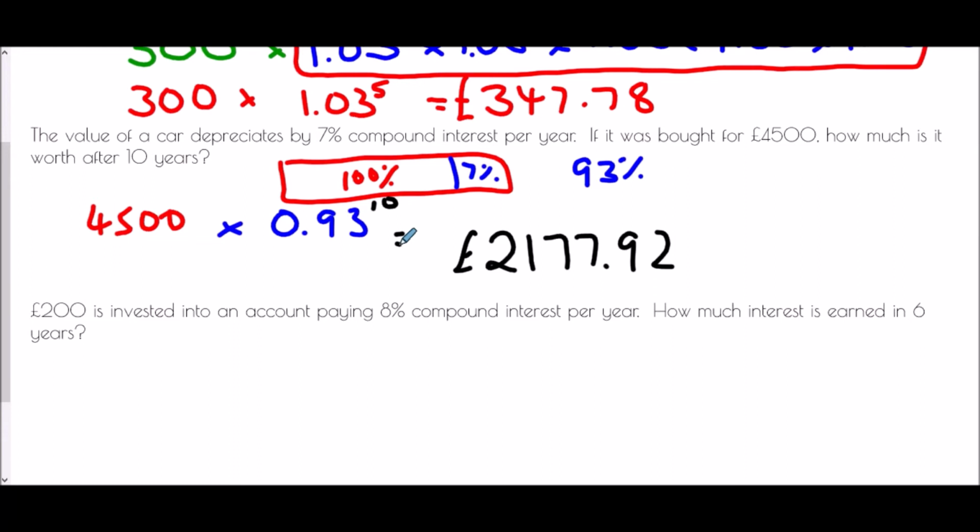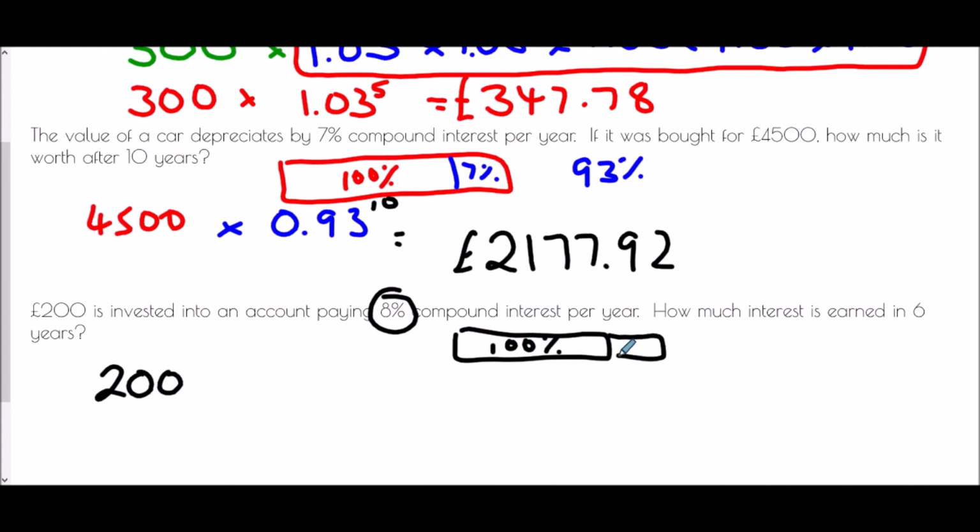Finally, £200 is invested into an account paying 8% compound interest per year. How much interest is earned in 6 years? Well, we have our investment of 200. We are receiving 8% interest, so that is being added on. So again, we had our original 100% and we are now being given an extra 8%, so we are dealing with 108%.